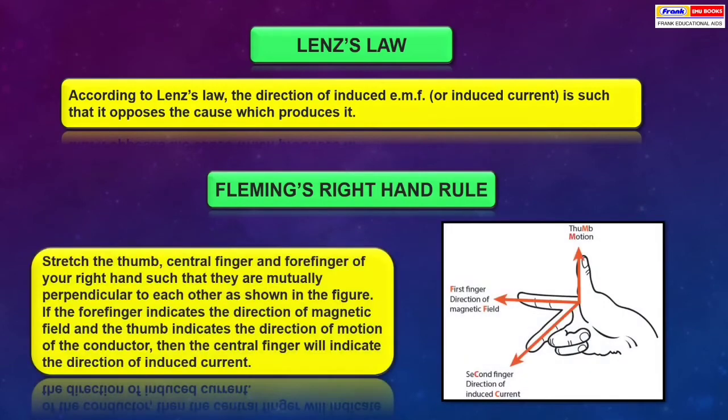Fleming's right hand rule. Stretch the thumb, central finger and forefinger of your right hand in such a way that they are mutually perpendicular to each other as shown in the figure. If the forefinger indicates the direction of magnetic field and the thumb indicates the direction of motion of the conductor, then the central finger will indicate the direction of induced current.